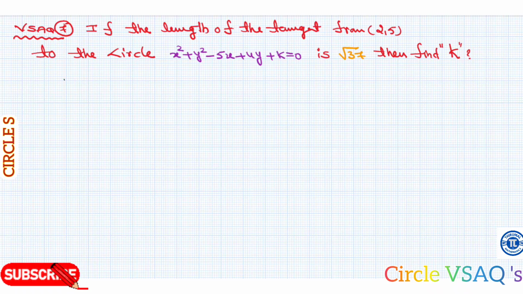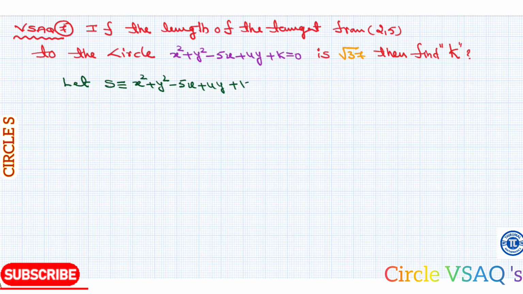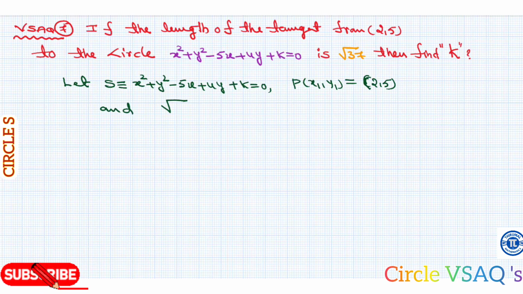First, let the given circle be S = x² + y² − 5x + 4y + k = 0. Here the given point is P(x1, y1) = (2, 5), and the length of the tangent is root S11 = root 37. Now squaring on both sides, the roots cancel, and we get S11 = 37.